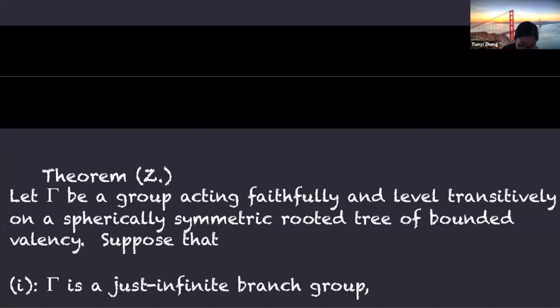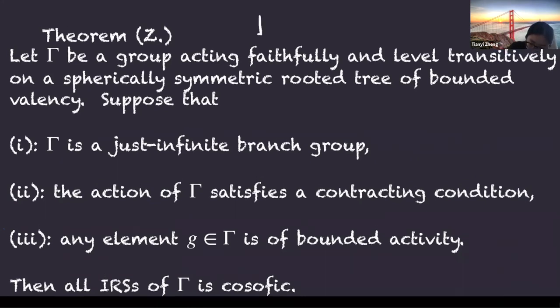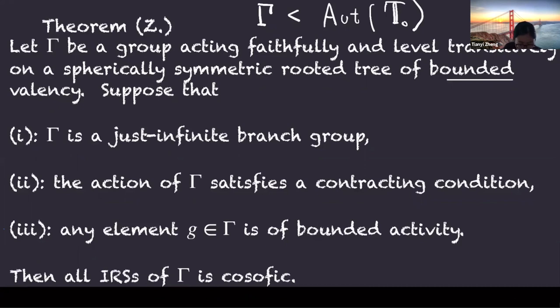So for trees, this is the statement. It's not ideal, but it's somewhat the best I could formulate at the moment. The setup is that this gamma is a countable group that acts as rooted automorphisms on some spherically symmetric tree. It's okay that the tree has a non-constant valency sequence, but I ask it to be bounded. Think of a binary tree for simplicity. The first assumption is that it is just infinite branch group. As you've seen in this Grigorchuk criterion, the real assumption is that it's a branch group, and also that the direct sum across each level of these derived subgroups of the rigid stabilizers is of finite index in gamma.